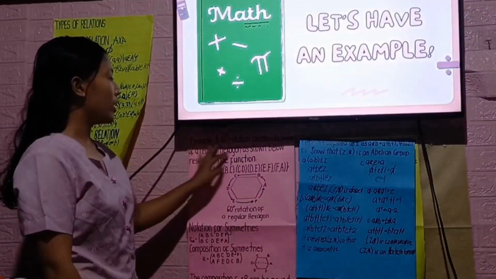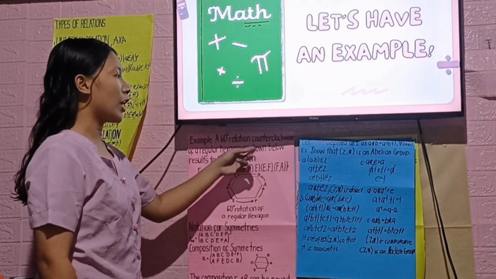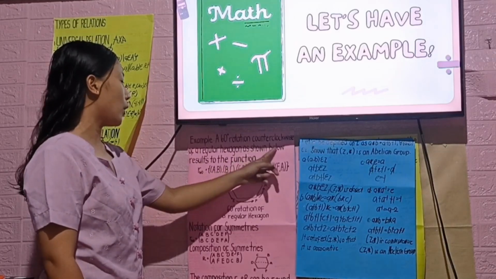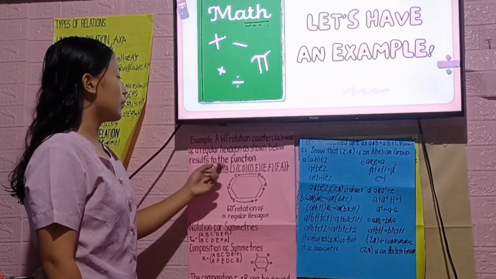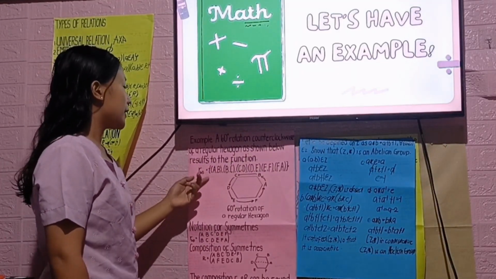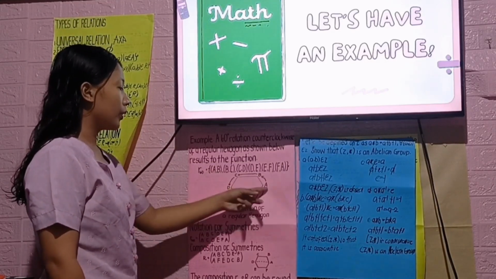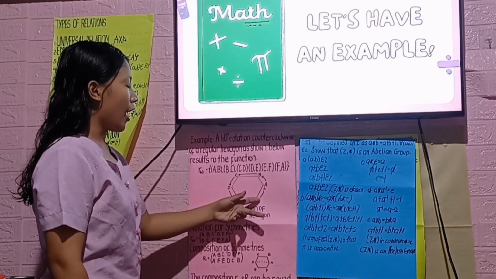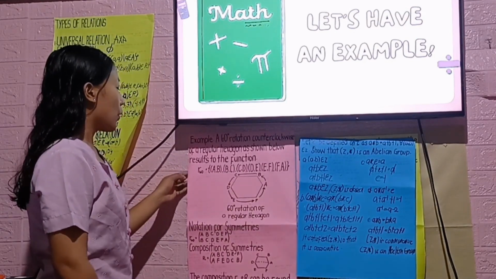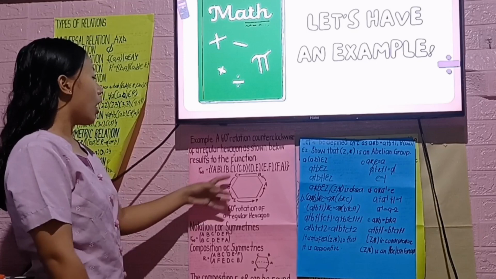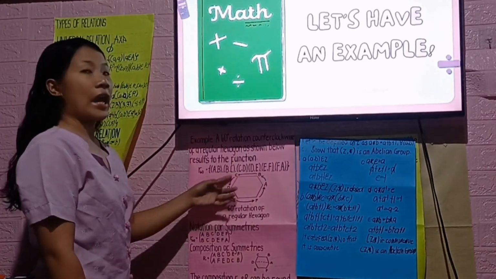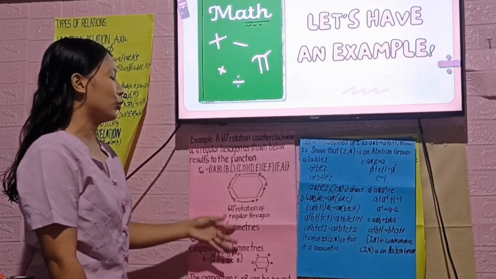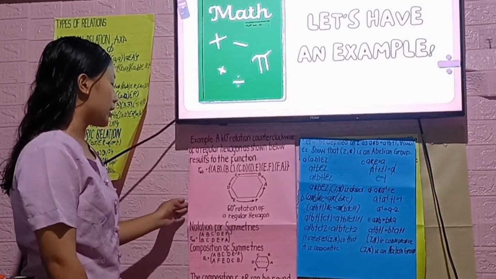So for example, a 60 degrees rotation counterclockwise of a regular hexagon as shown below results in the function R sub 60, which contains A to B, B to C, C to D, D to E, E to F, and F to A. So those are the elements of the counterclockwise, 60 degrees rotation of a regular hexagon.